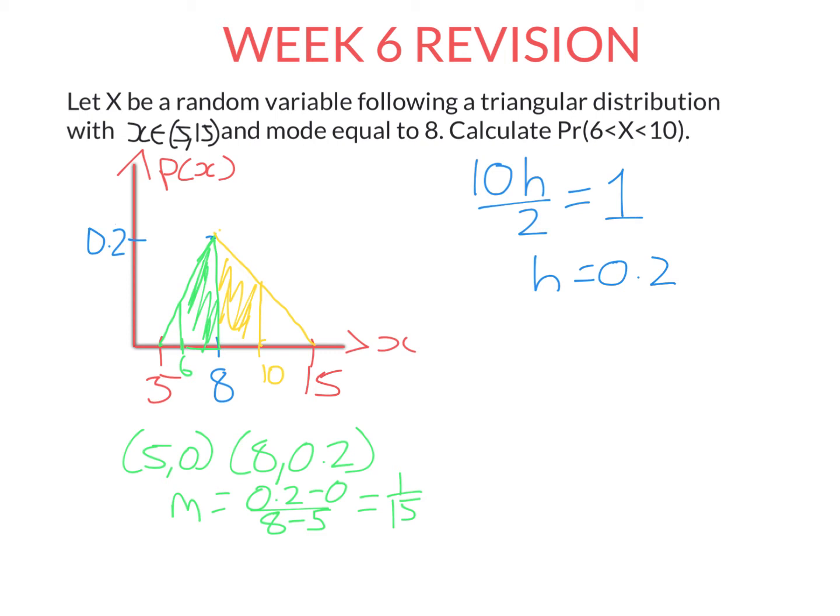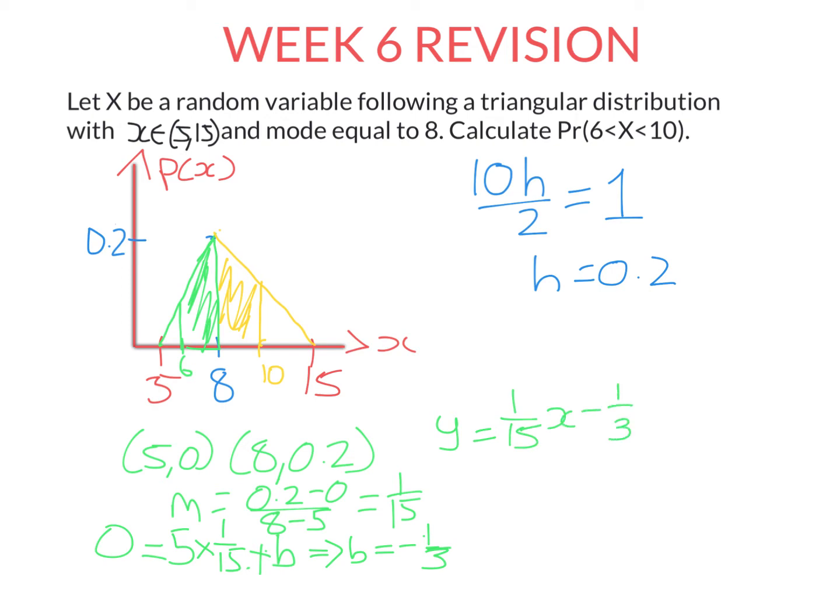To find the equation of the line, I take the equation y equals mx plus b. I'm going to substitute m for 1 over 15, x for 5, y for 0. After I make that substitution, I get this here, and solving for b gives me minus 1/3. So I have found the equation of the green line. It is y equals mx plus b.